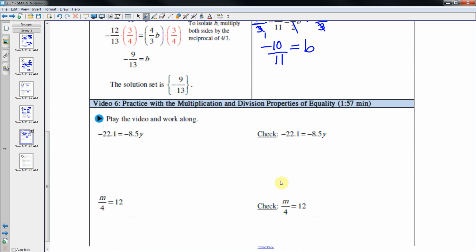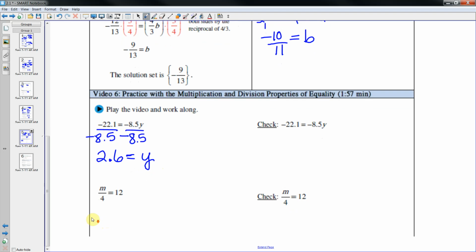We can do decimals the same way. I work with the side that has the variable, and this one I'm going to divide by negative 8.5. So I'm going to take negative 22.1 and I'm going to divide that by negative 8.5, and I get a positive because it's a negative divided by a negative. Positive 2.6 equals my y.